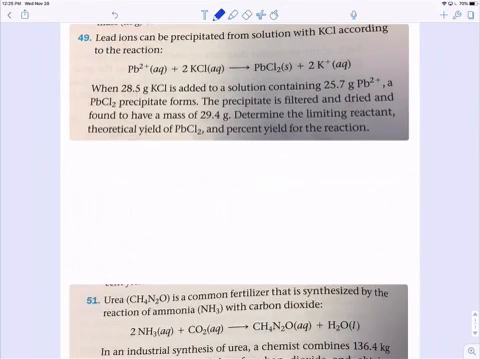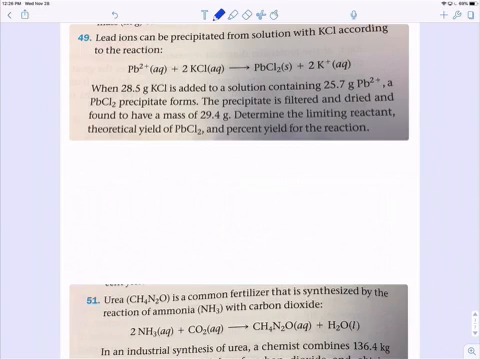So lead ions can be precipitated in solution with potassium chloride. According to the reaction, lead 2+ ions plus 2 KCl makes PbCl2 plus 2 K+ aqueous. When 28.5 grams of KCl is added to a solution containing 25.7 grams lead ion, a lead precipitate forms. The precipitate is filtered and dried to find a mass of 29.4 grams. Determine the limiting reagent, theoretical yield, and percent yield.